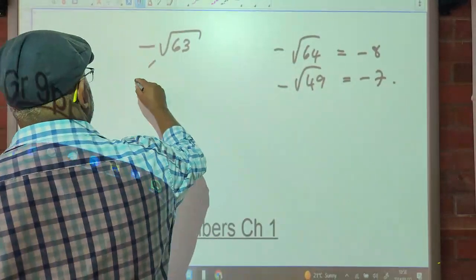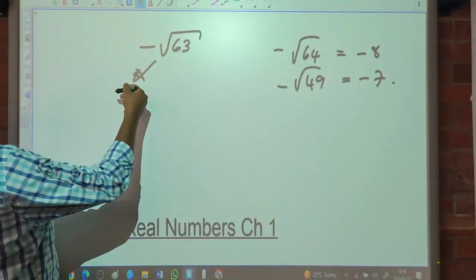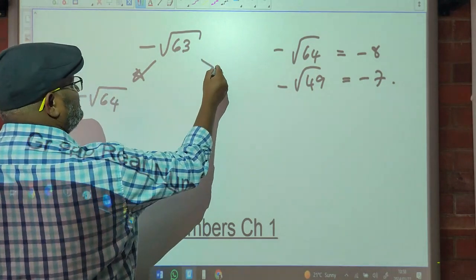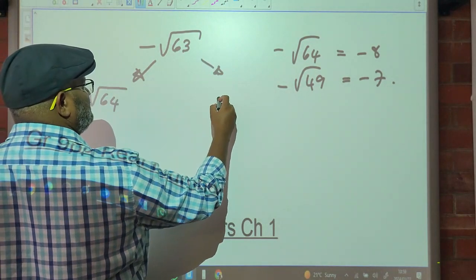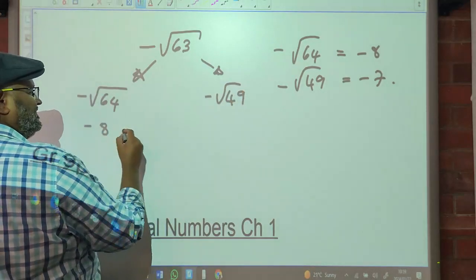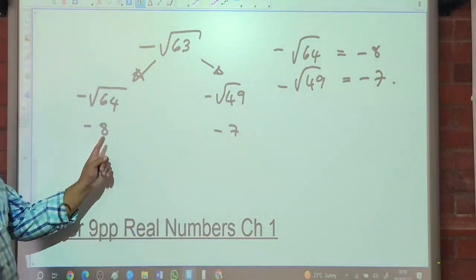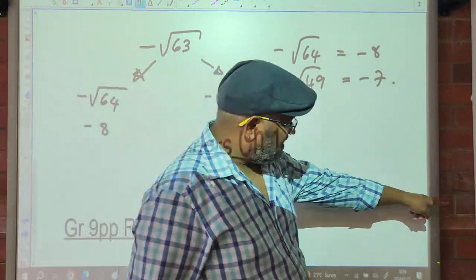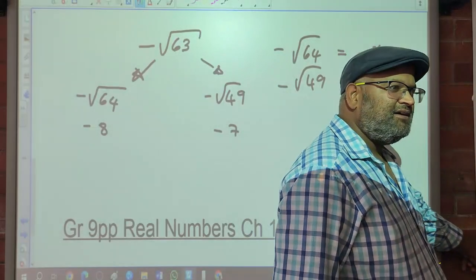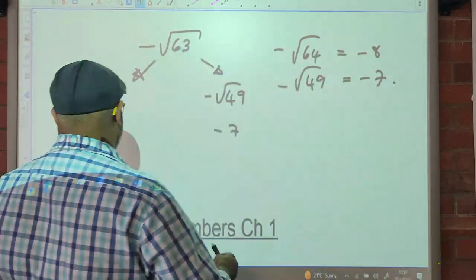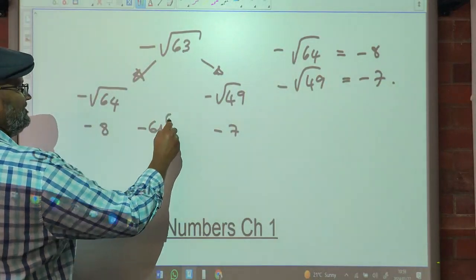So to the right, the smaller one is negative root 64, and the larger one, of course, is negative root 49. So that's going to be negative 8 and negative 7. You all agree negative 8 is smaller than negative 7? On the number line, remember here? Now we're working in the reverse.